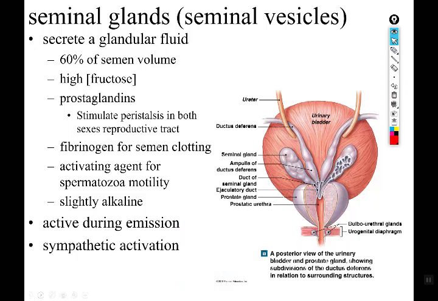Oh, one more thing before we go is that, not surprisingly, this process, so emission in general and emission specifically to the seminal glands, is dominated by sympathetic activation. There are some components that are parasympathetic, and we'll address those, but remember, sympathetic is fight or flight, for responses of the human body that need to be brief, intense, and immediate, and emission and ejaculation definitely qualify, so it's not surprising that it's involved.